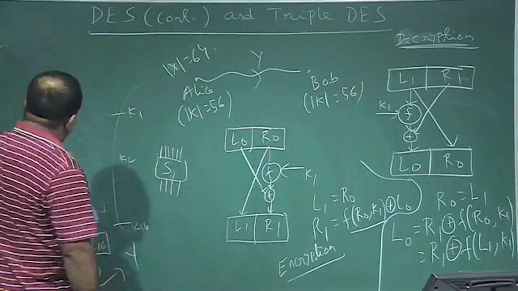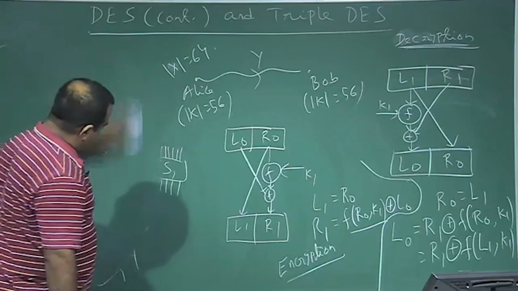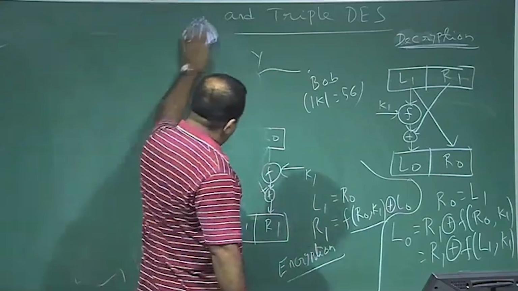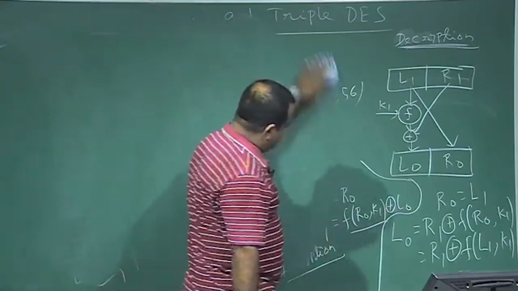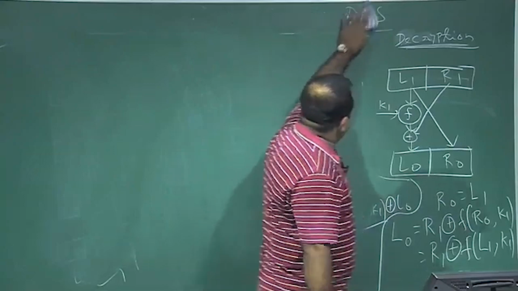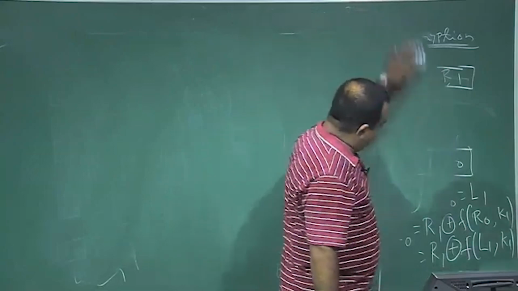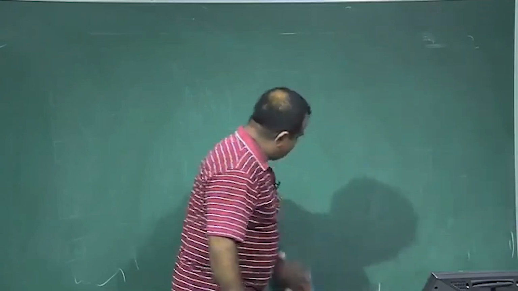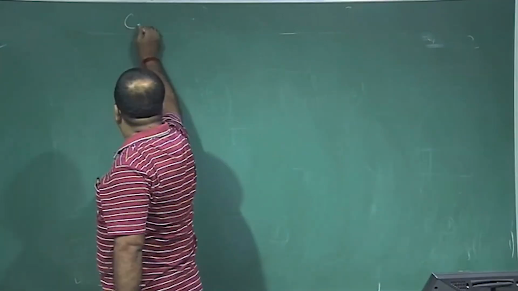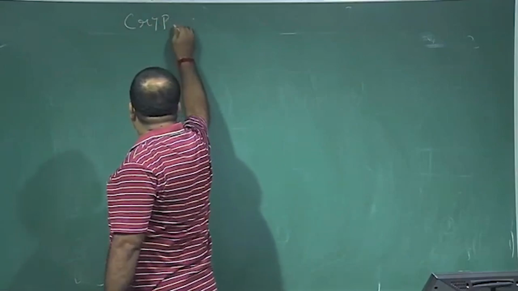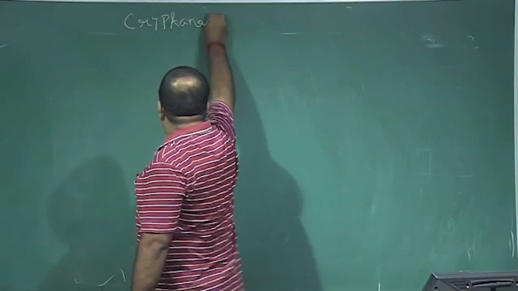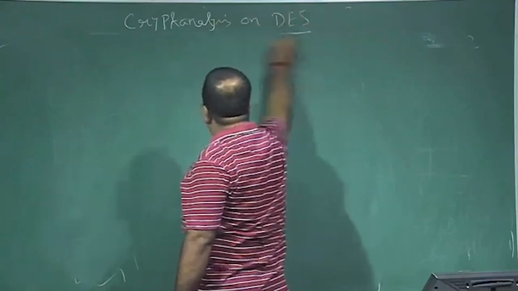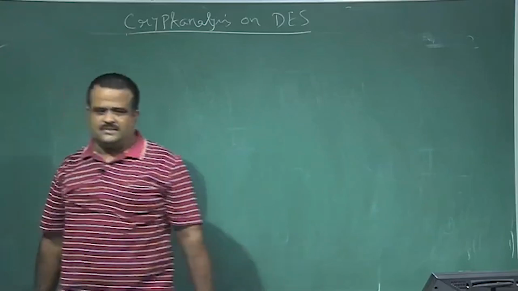Now, the question is, we want to analyze this block cipher DES from the security point of view, how secure this DES is, I mean what type of attacks we can think of on DES. So, that is called cryptanalysis on DES, or attacks on DES, something like that.